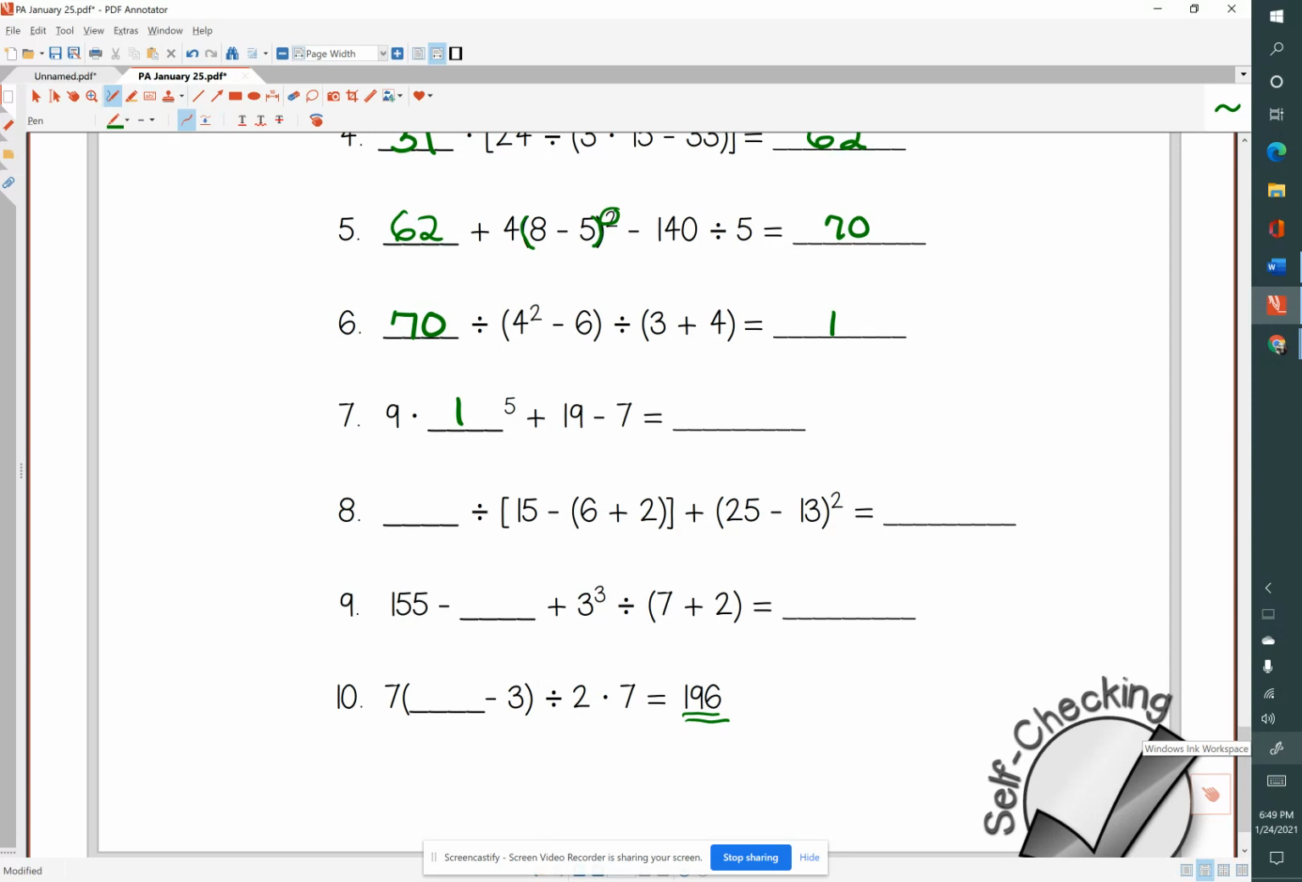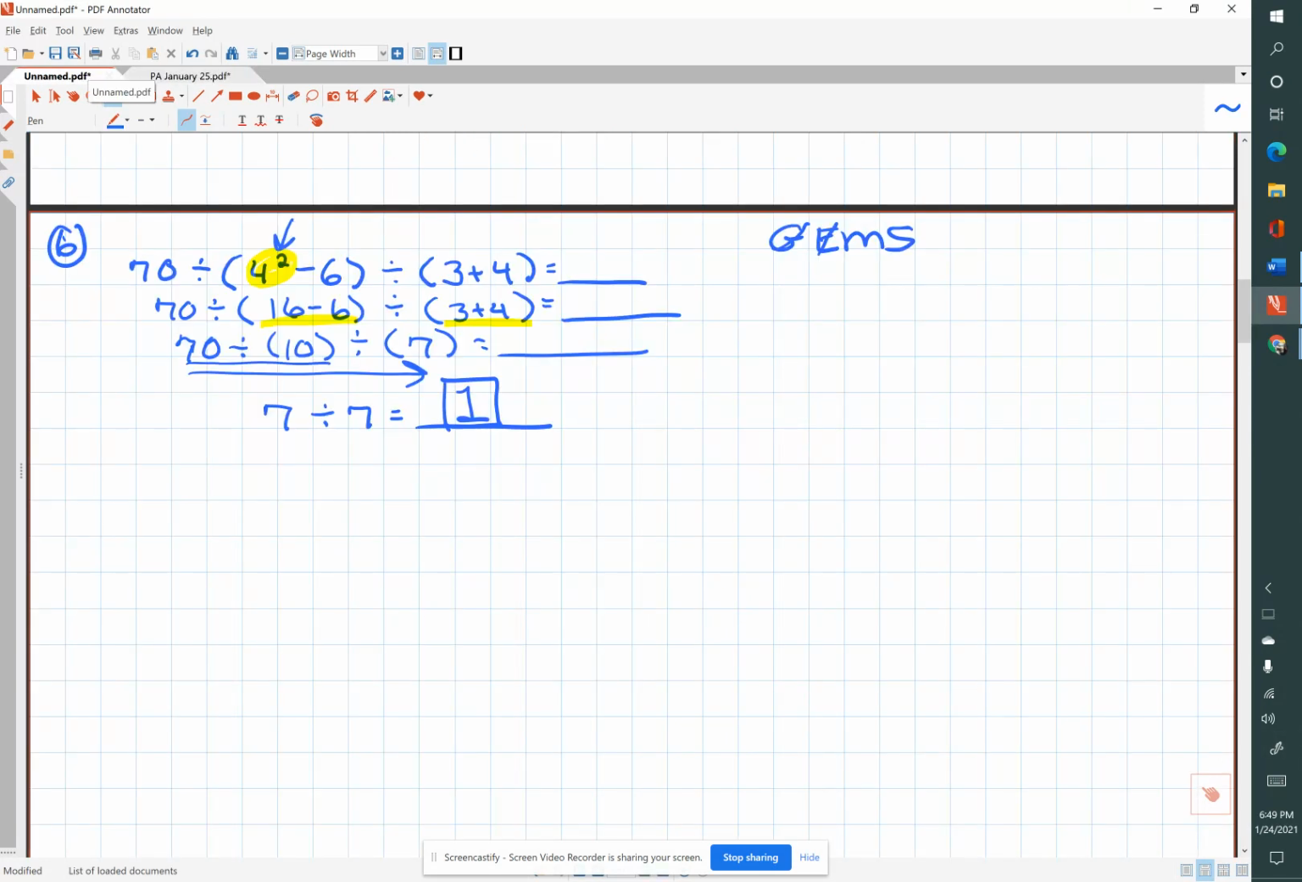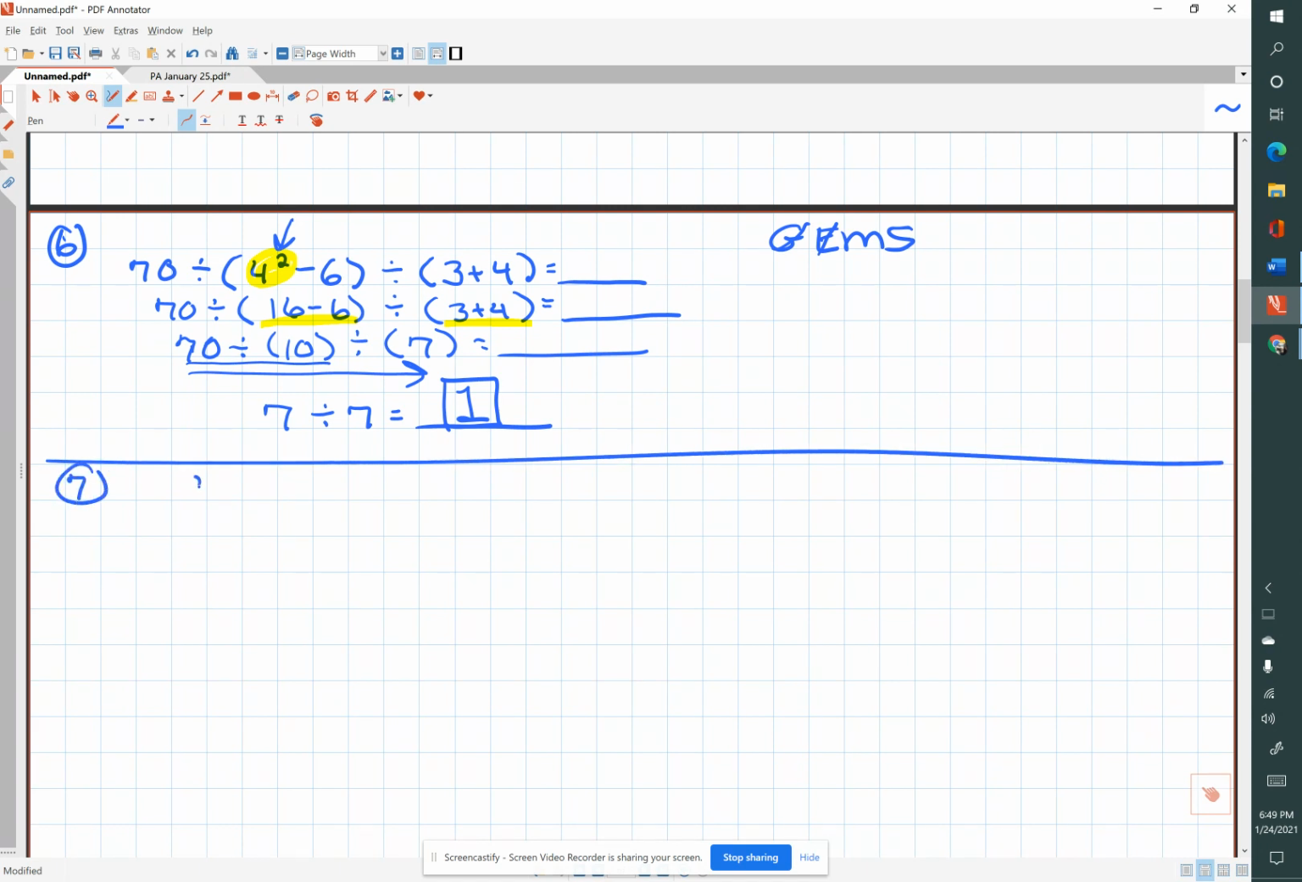All right, let's write number 7. So, number 7. 9 times 1 to the 5th power. Don't miss that little 5th power. Plus 19 minus 7 equals.